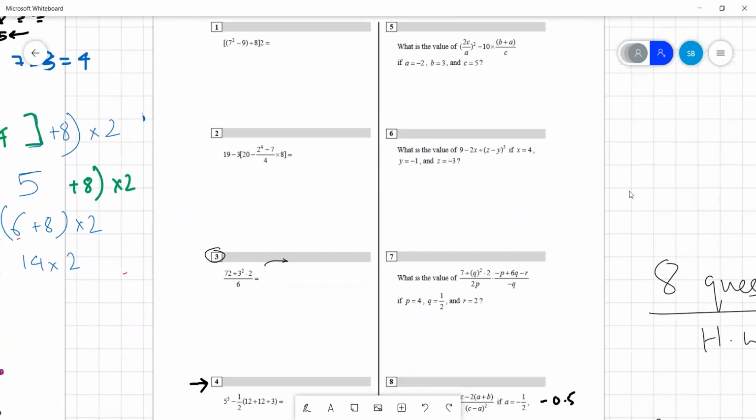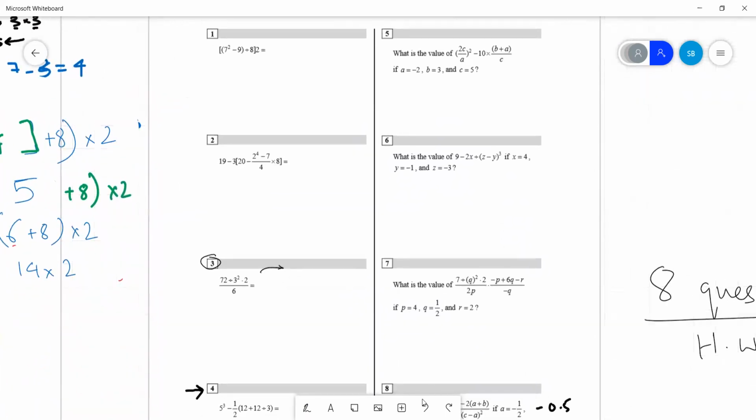So what was the answer to the question number 1? 10. 10? Oh, I'm checking chapter 2. I'm sorry. Chapter 1, answer key. Okay. So question number 1 was 10, and question number 3, how much you got?